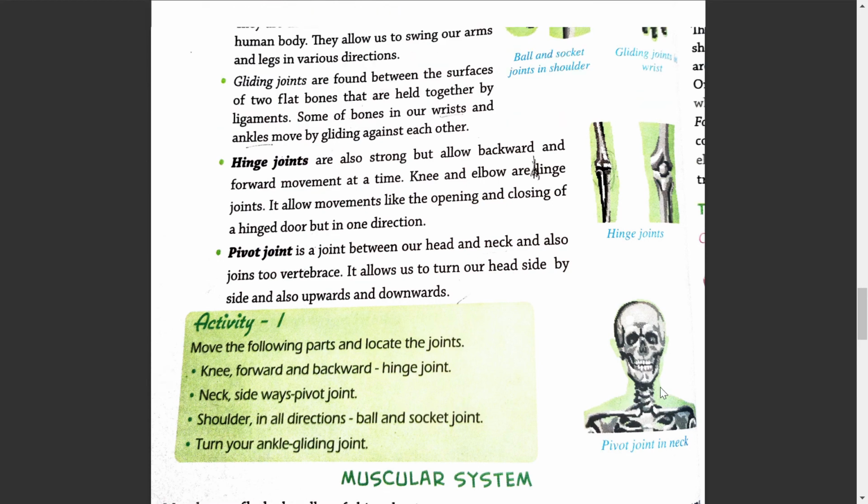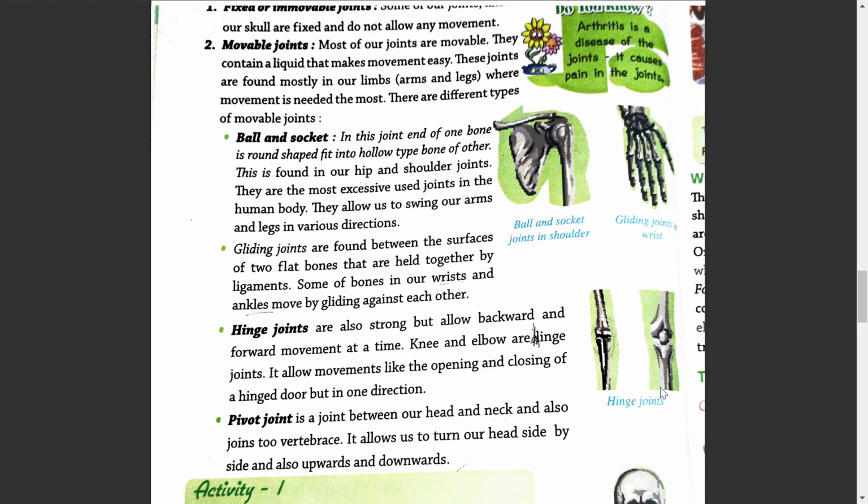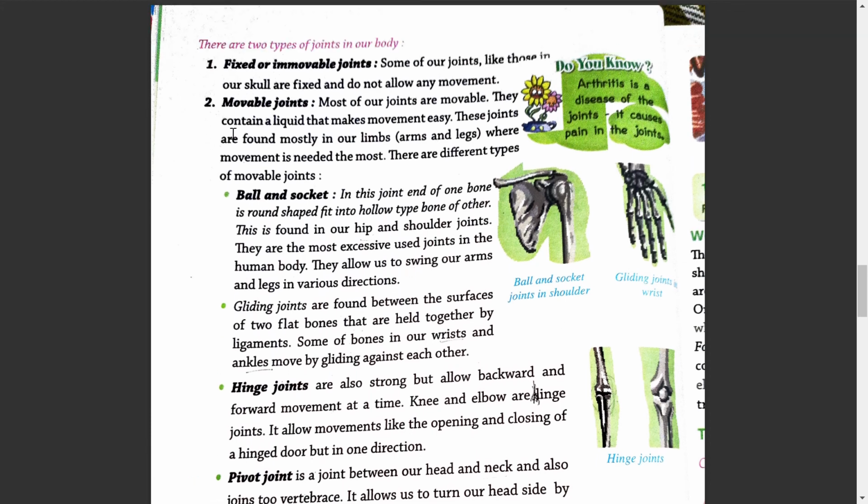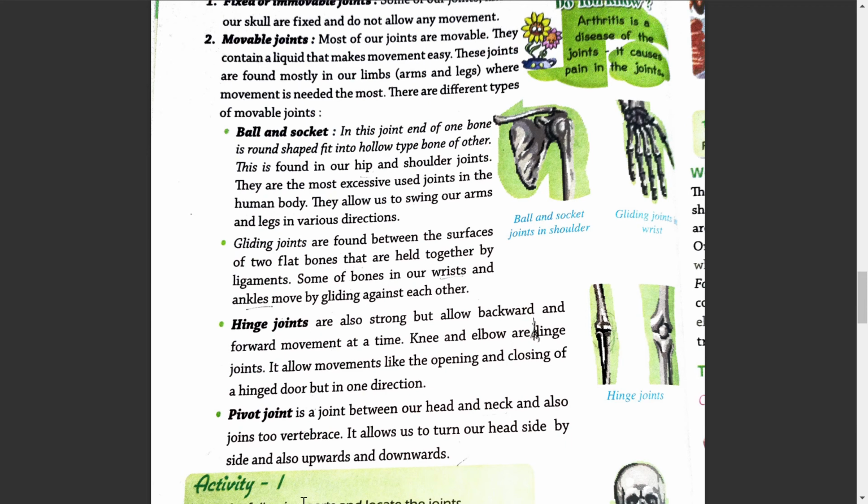So these are the four types of movable joints: ball and socket, found in the hip and shoulder; gliding joint, found in your wrist and ankle; hinge joint, found in your knee and elbow; and pivot joint, found in the neck. You will know more about these as you move to higher classes.